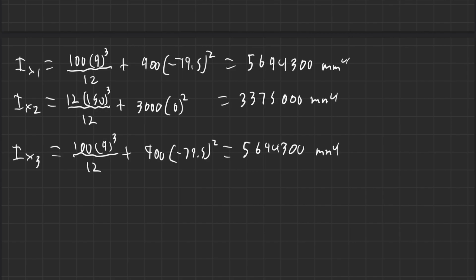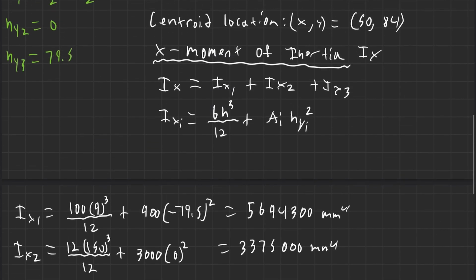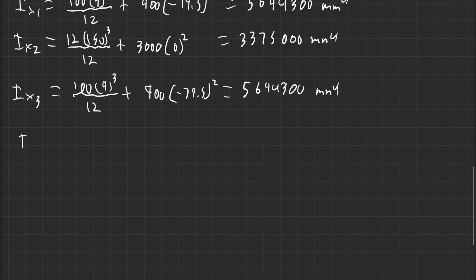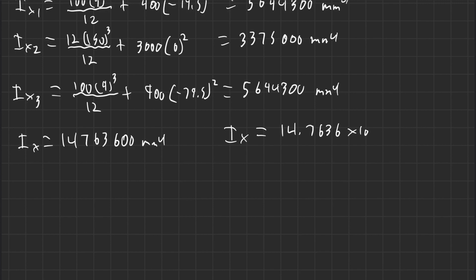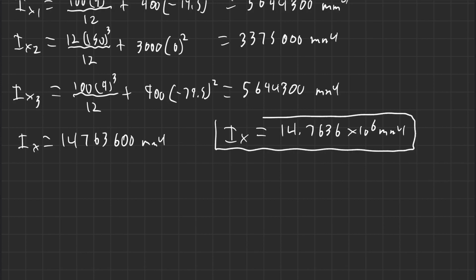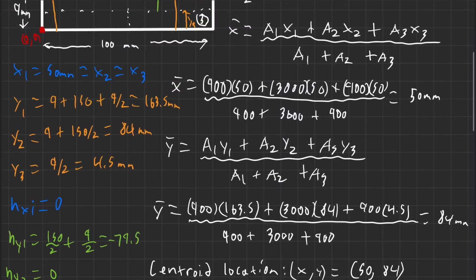All right. So to get Ix now, remember we have to add all those up. So adding all those up, Ix equals 14,763,600 millimeters to the 4. And putting that in correct notation, Ix equals 14.7636 times 10 to the 6. And that's our final answer for the X moment of inertia.